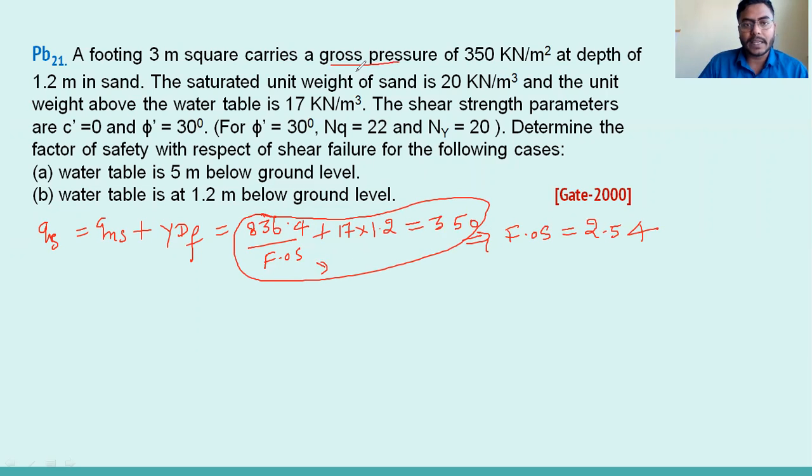Here, whenever it says gross pressure or total safe pressure, in that case also we can write QS. So this is given QS. So for the first case, factor of safety we get 2.54, right? Now what is case 2? Case 2, when the water table is at 1.2 meter below the ground level.